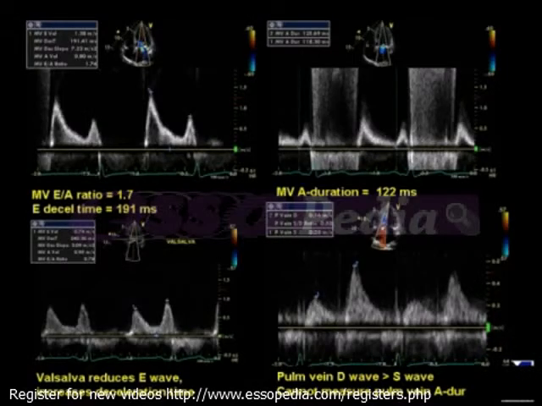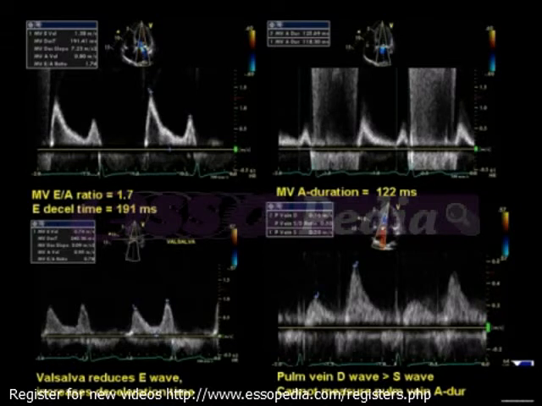As you can see here, we have the transmitral profile to the top left, and you see that the mitral E to A ratio is 1.7, and the deceleration time is 191 milliseconds. Then off to the right, we see that the sample volume is repositioned to the annular level, and that kind of corresponds as you see the degree of MR begin to increase also. That tells you that you're getting to the right location when measuring the A duration. And in this example, the duration measures 122 milliseconds.